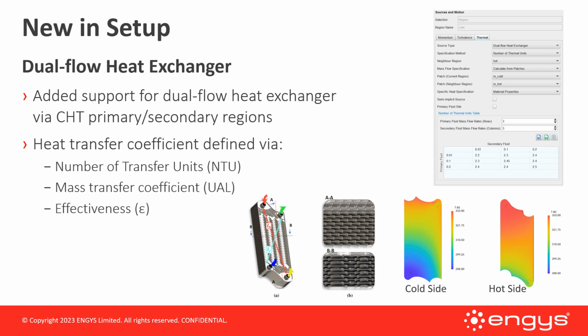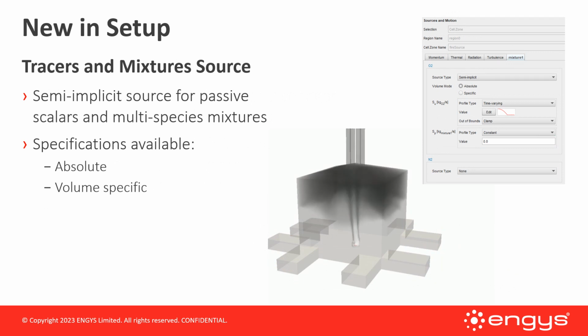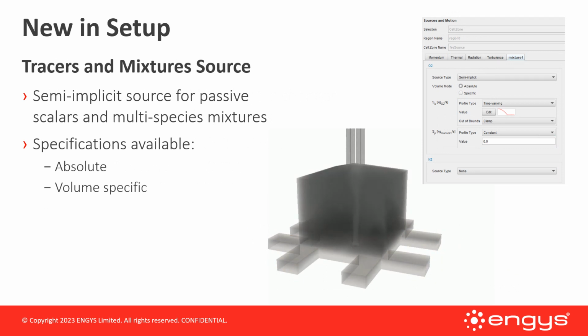Several methods for defining the heat transfer between the fluids are available, like the number of transfer units, commonly called the NTU model, the mass transfer coefficient, called UAL in our graphical user interface, and the heat exchanger effectiveness can also be specified by the user. We have added support for semi-implicit source terms for passive scalars and multi-species mixtures defined by the user. Users can set up sources either in absolute units or per units of volume.